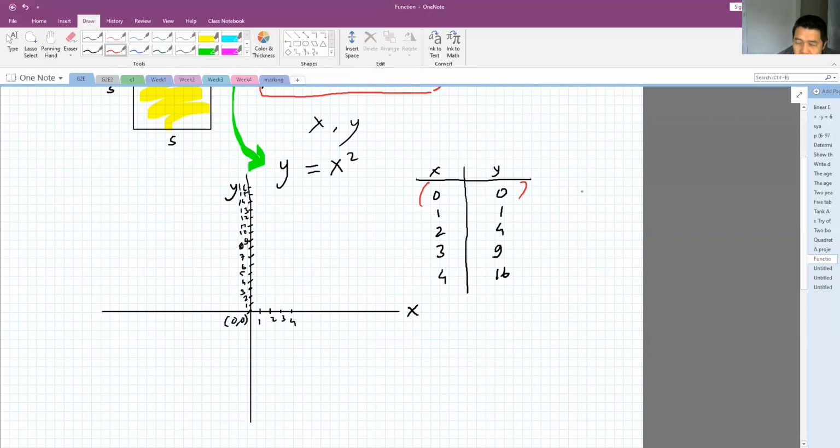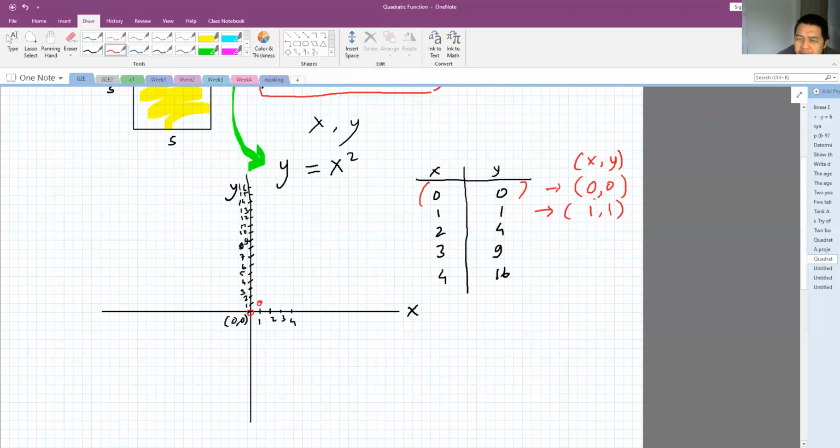Now when you try to connect the points, for example this 0, 0, normally we will write it using brackets, as a pair like this: (0, 0). The first value is for the x, and the second one is for the y, so (0, 0) is located here, right? And then this point, which is 1 and 1, is located somewhere here, okay?